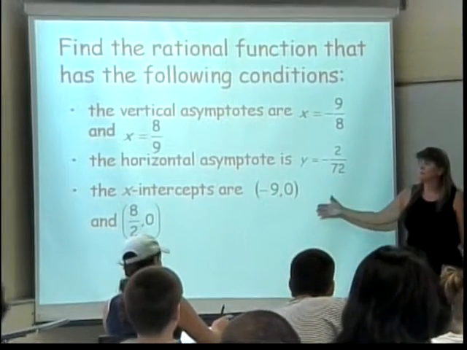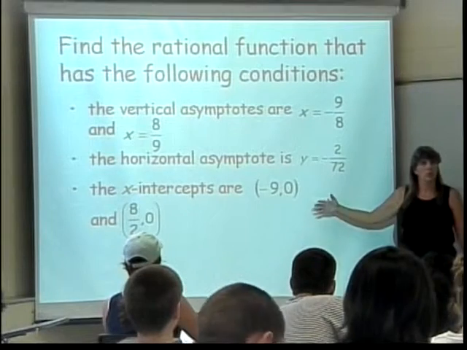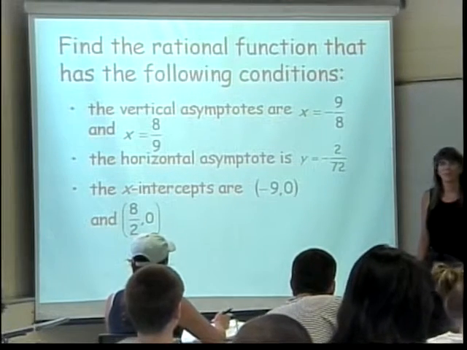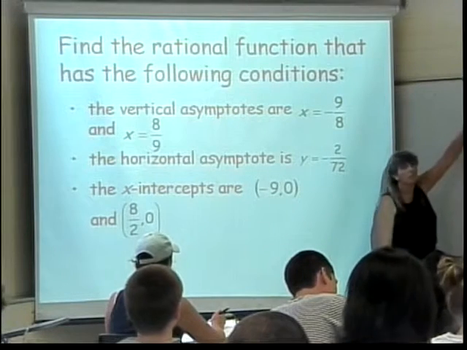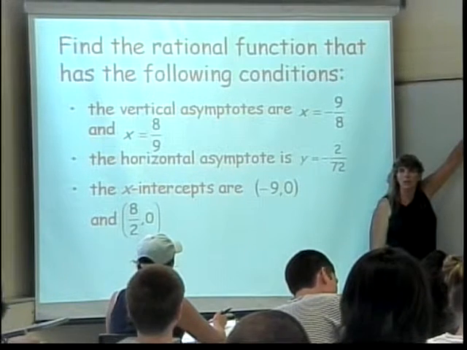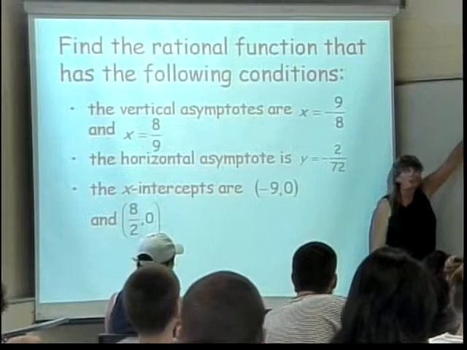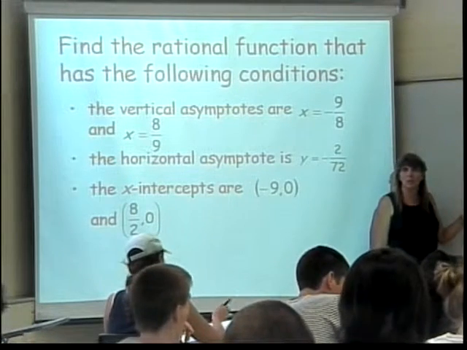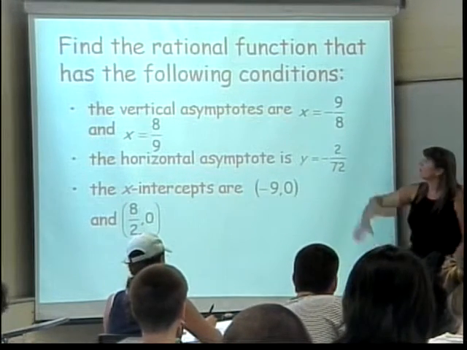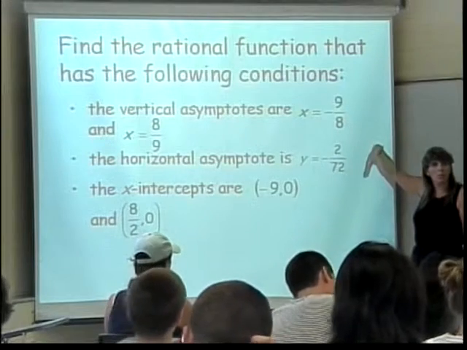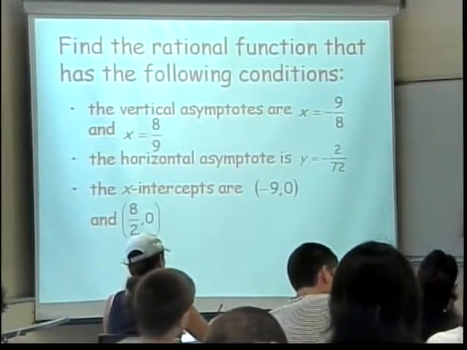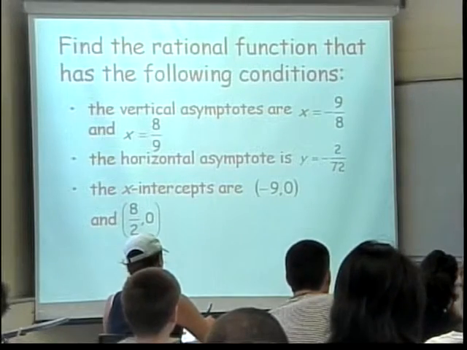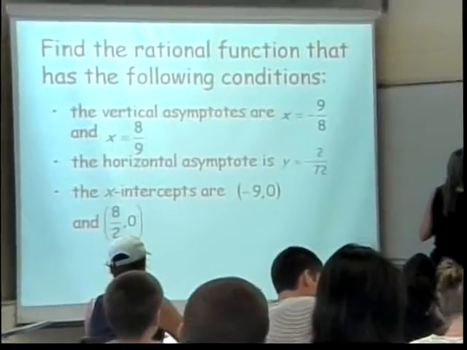How am I going to build this rational function? Suggestions? Well, let's think about it. Where did my vertical asymptotes come from? The denominator. Taking my denominator and making it equal to 0. So if I start with my vertical asymptotes and work backwards, I will end up with my denominator because I can build that polynomial. So this is my denominator polynomial we're going to start building.